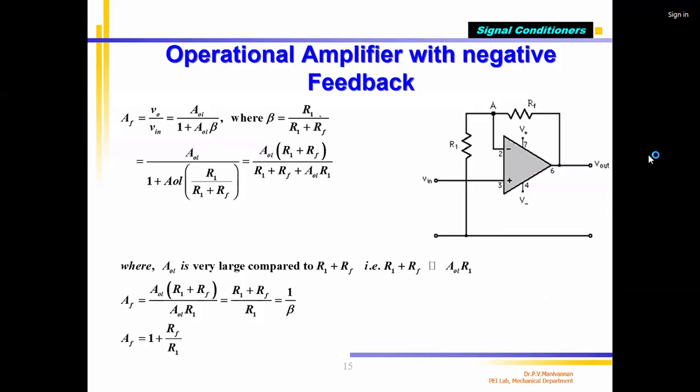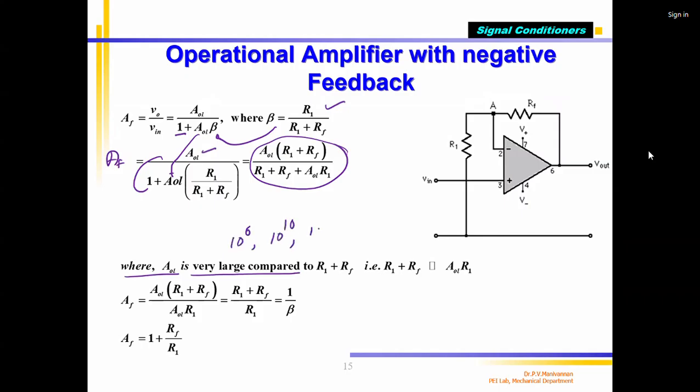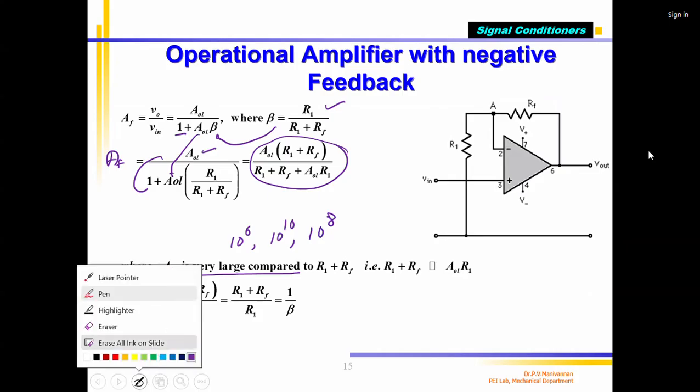Now I substitute beta, whose formula I know. I can write AF equal to AOL divided by 1 plus AOL times beta, where beta is R1 divided by R1 plus RF. I can expand it to AOL times R1 times RF divided by R1 plus RF. This is now my AF. Now, the most important thing I told you: my AOL is large. AOL equals 10 power 6, or 10 power 10, or 10 power 8. What happens in the denominator of the above derivation?